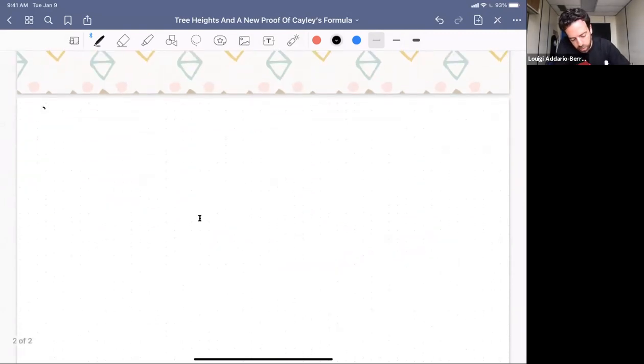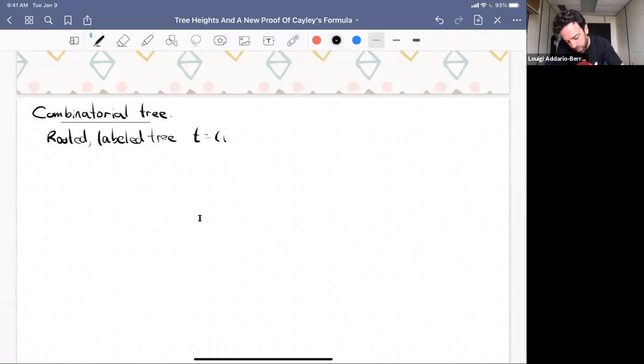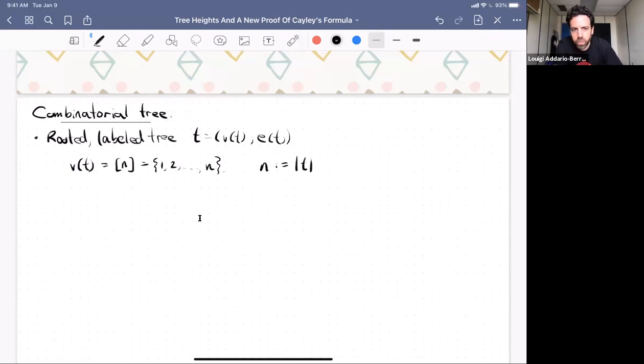So I'm going to define what I'll call a combinatorial tree. That's not a particularly universal term. It's just a term for this lecture. By that, I mean a rooted labeled tree with vertices BT and edges ET. I'll always assume that the vertex set is labeled by some finite set of positive integers, the first n integers, [n], and then I'll write that the size of the tree, the number of vertices, is n.